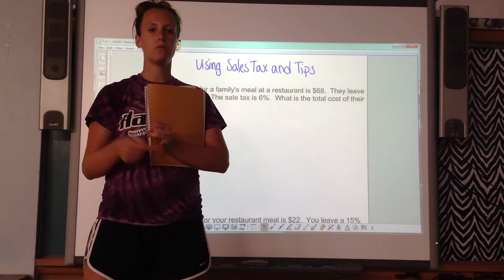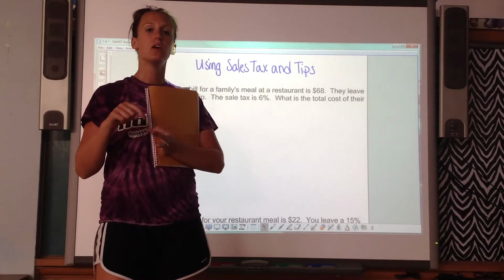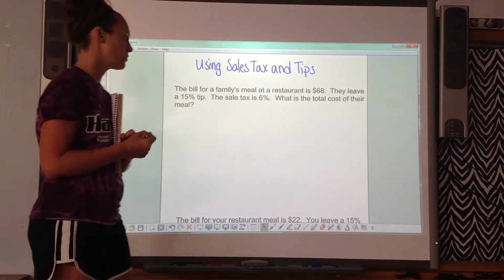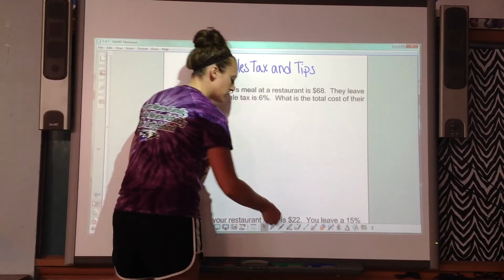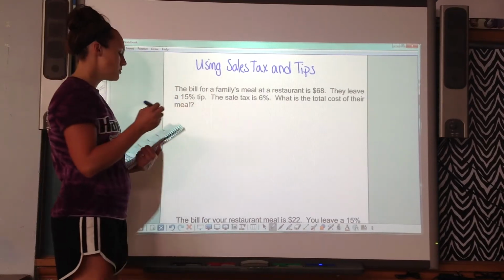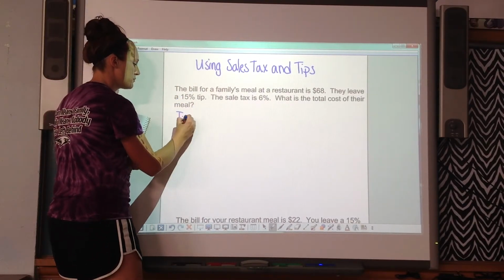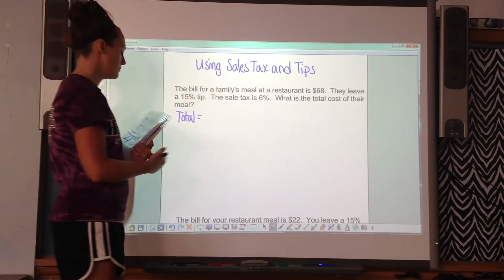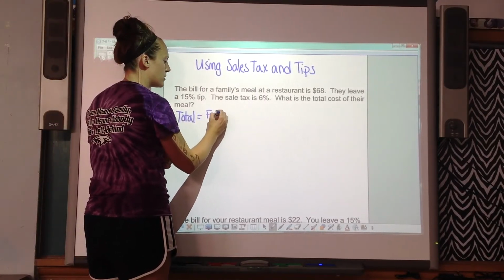So you have to pay for the food, you have to pay for the tax, you have to pay for the person that was serving you. Okay, so 3 things. So here's your formula that you're going to use when trying to find your bill at a restaurant. To find your total bill, you're going to take your food, I'm going to call it food bill.